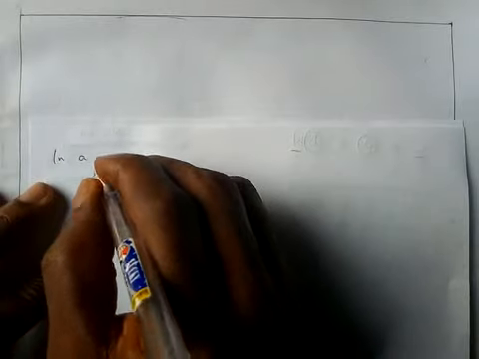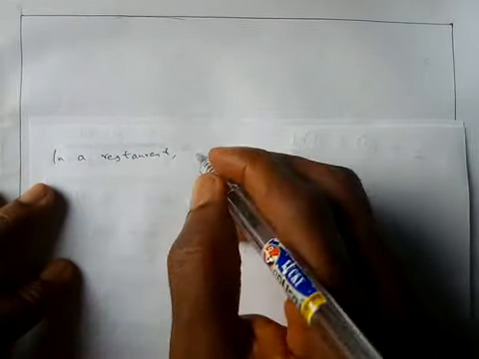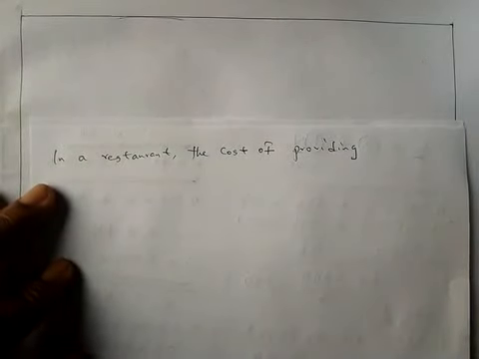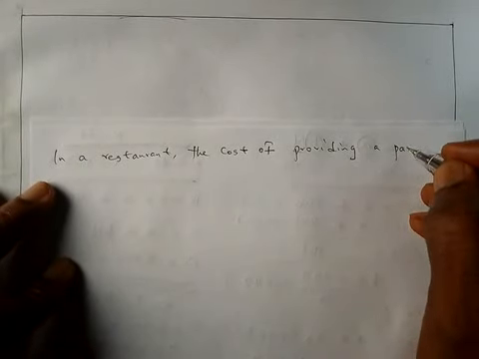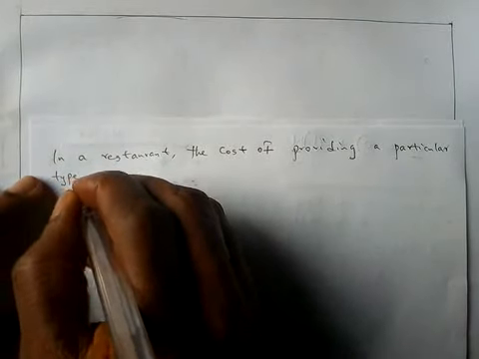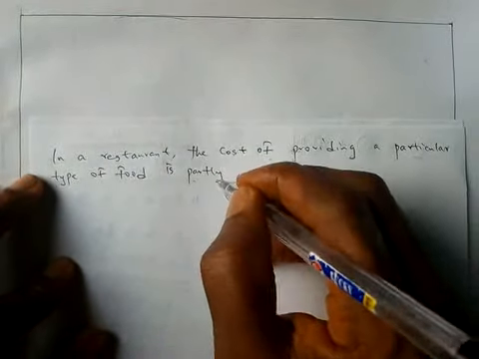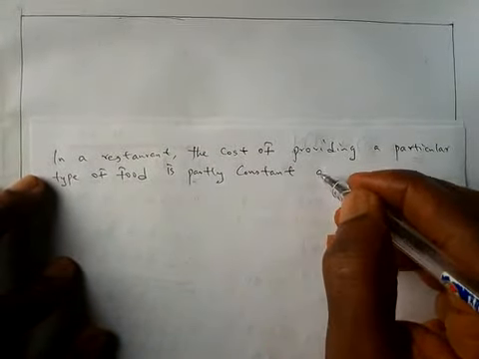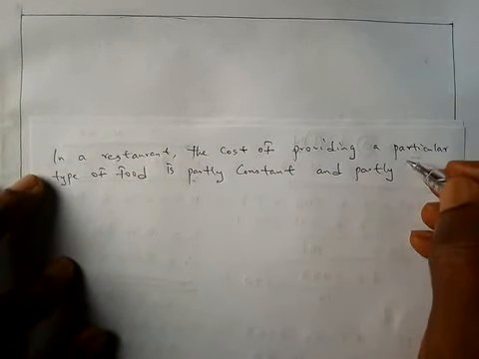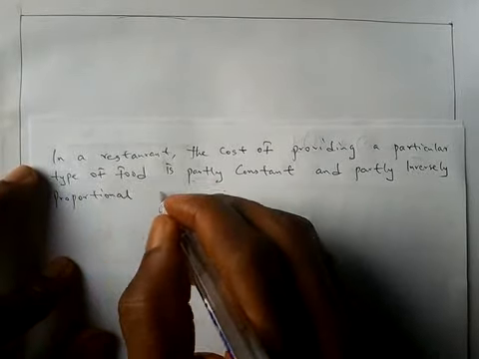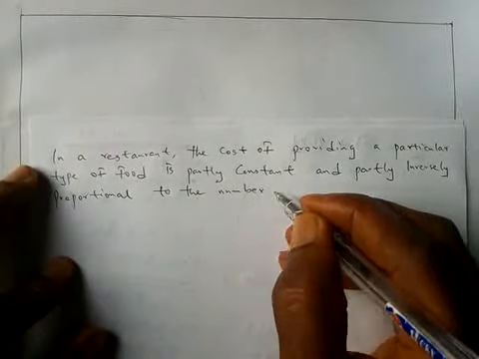Okay, next question says, in a restaurant, the cost of providing a particular type of food is partly constant and partly inversely proportional to the number of people.